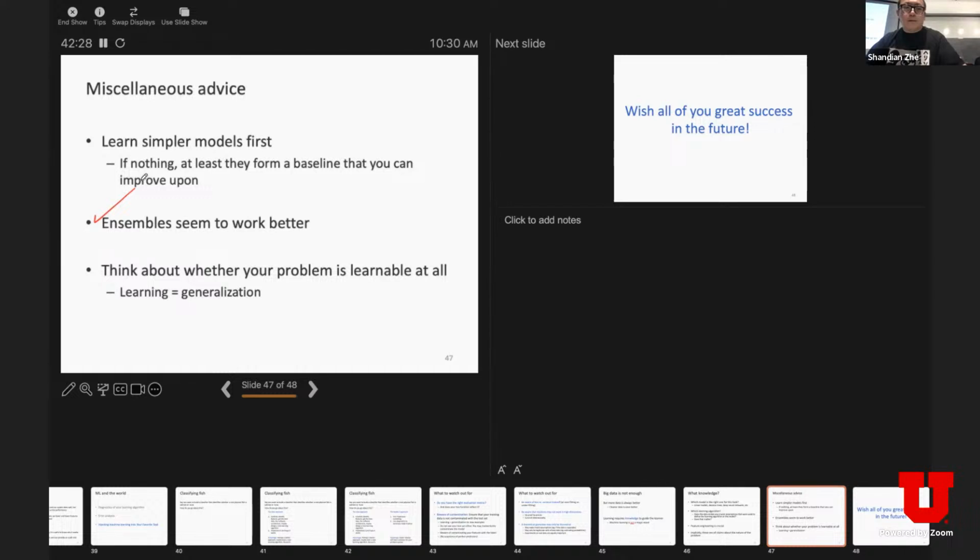In some gossip I heard from the internet, people are talking about how they train the large language models at OpenAI, which is said to use a so-called mixture of experts model. The mixture of experts model is actually an ensemble model, proposed like 20 years ago. And think about whether your problem is learnable at all. Of course, this is more fundamental. If you decide to apply machine learning to your particular problem, you need to think about whether machine learning is the right way of doing it.